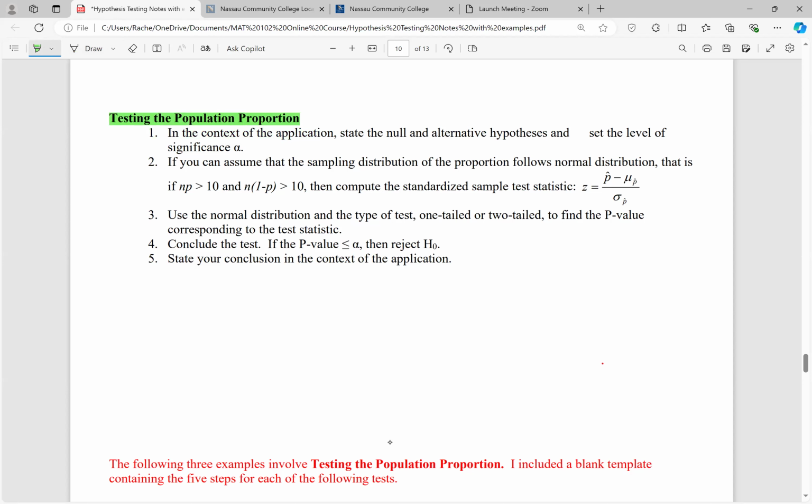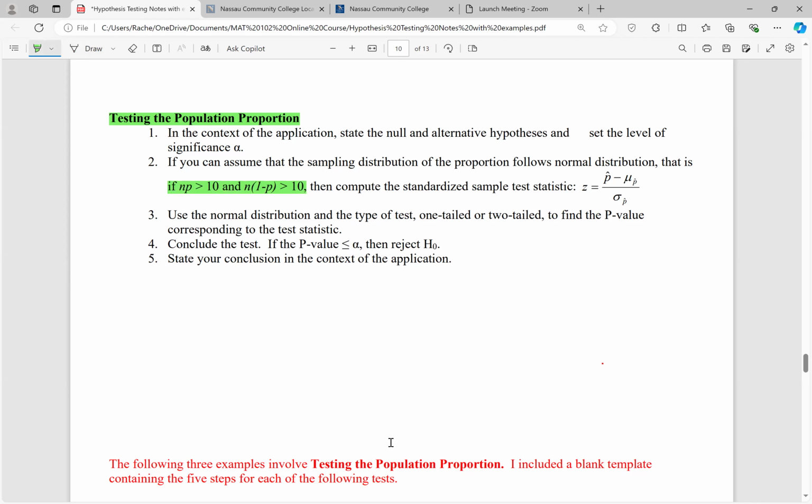There we go. The first step is to still state the null and the alternative hypotheses and set your significance level alpha. But now, since we're going to be working with P, the population proportion, that's going to follow a normal distribution. So we're going to assume, like we did in chapter 8, chapter 9, that when we're looking at the sampling distribution of P hat, that we are going to satisfy the central limit theorem.